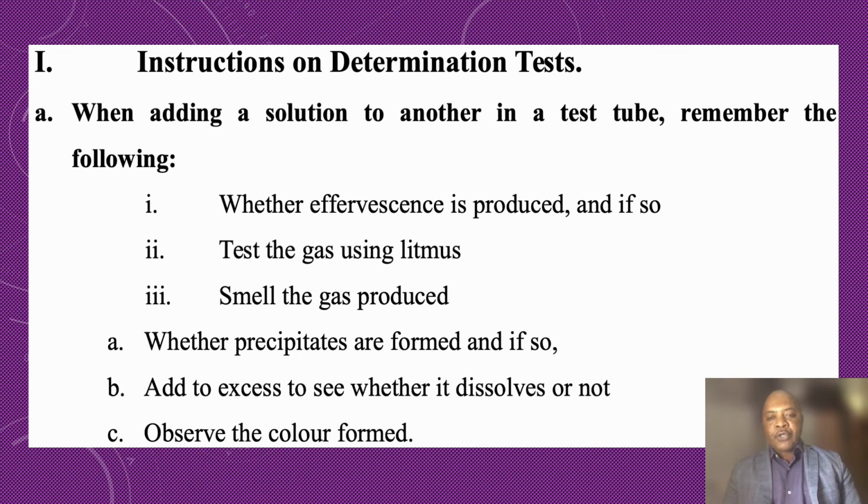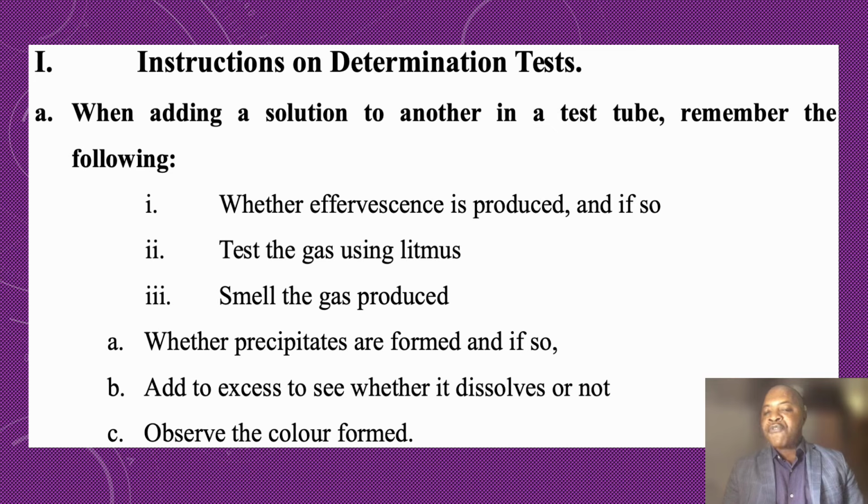When adding a solution to another in a test tube, remember the following. 1. Whether effervescence is produced, and if so, test the gas using a litmus paper. 3. Smell the gas produced. And 4. Whether precipitates are formed, and if precipitates are formed, add to excess to see whether it dissolves or not.